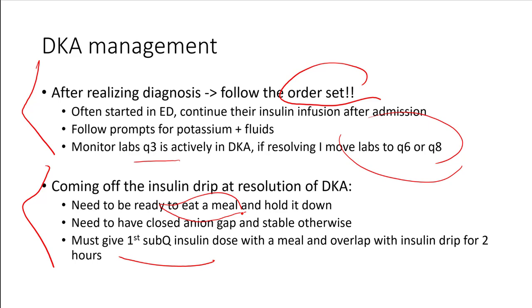But you want to do it once the patient can eat and hold the meal down, and the gap must be closed. And the bicarb should be closer to normal as well. You don't want to do this if the bicarb is still below 10, for example. But you give the first dose of their sub-Q insulin, like Lantus, give them a meal at the same time, and you let the drip go on for approximately 2 hours. Then you can stop the drip.